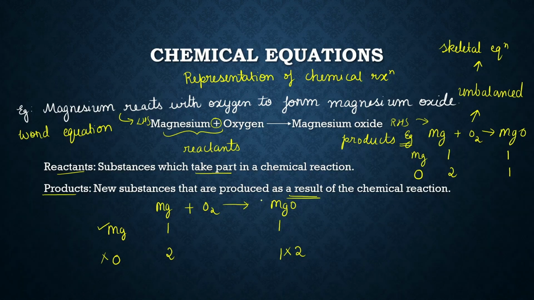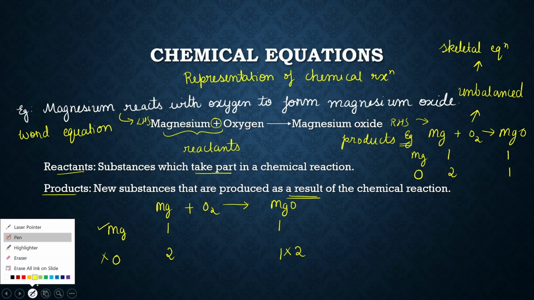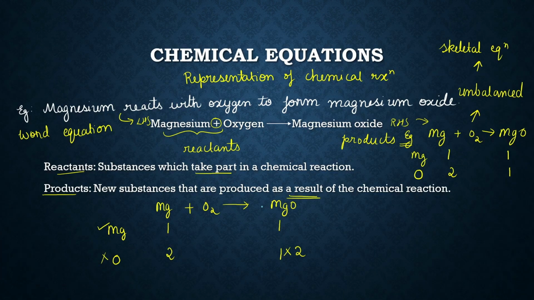So here this gets multiplied by 2. But now the number of magnesium on the product side changes to 2. Now oxygen is balanced, but your magnesium is not balanced. So in order to balance magnesium, I'll multiply the number of magnesium on the reactant side by 2. Now if you observe, the magnesium is also balanced and even your oxygen is balanced. So now this is your balanced equation. This is your balanced chemical equation.